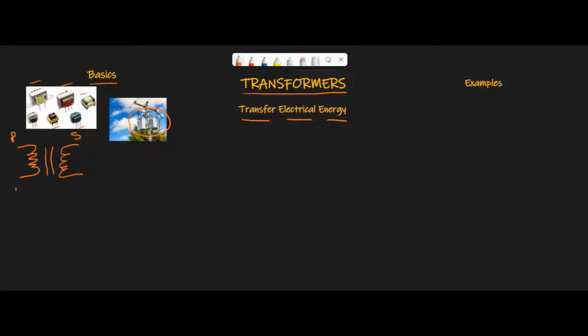How does this work? Well, first of all, we have to make sure we understand that these can only be used in alternating current. And that has to do with the magnetic field, which I'll touch on a little bit later. But just know alternating current, you cannot use DC, direct current. You can only use alternating current in these transformers. There are two kinds that we're going to discuss. The first one is a step up. And then there's a step down.